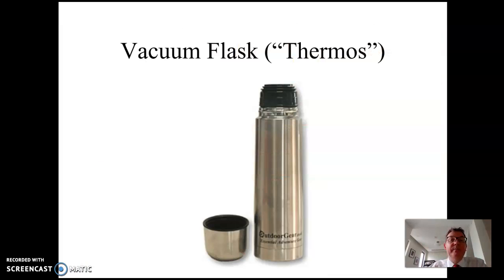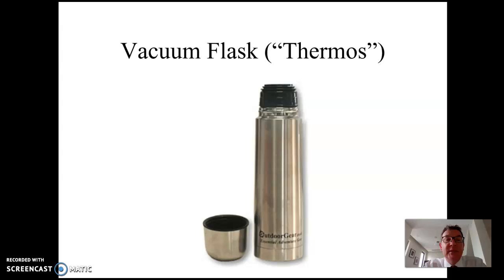And finally, I'm going to look at a device, and this is related to your homework, the work you're going to do, that has been specifically designed to not let heat enter or escape. This is a vacuum flask. Notice vacuum is spelled with 2 U's.